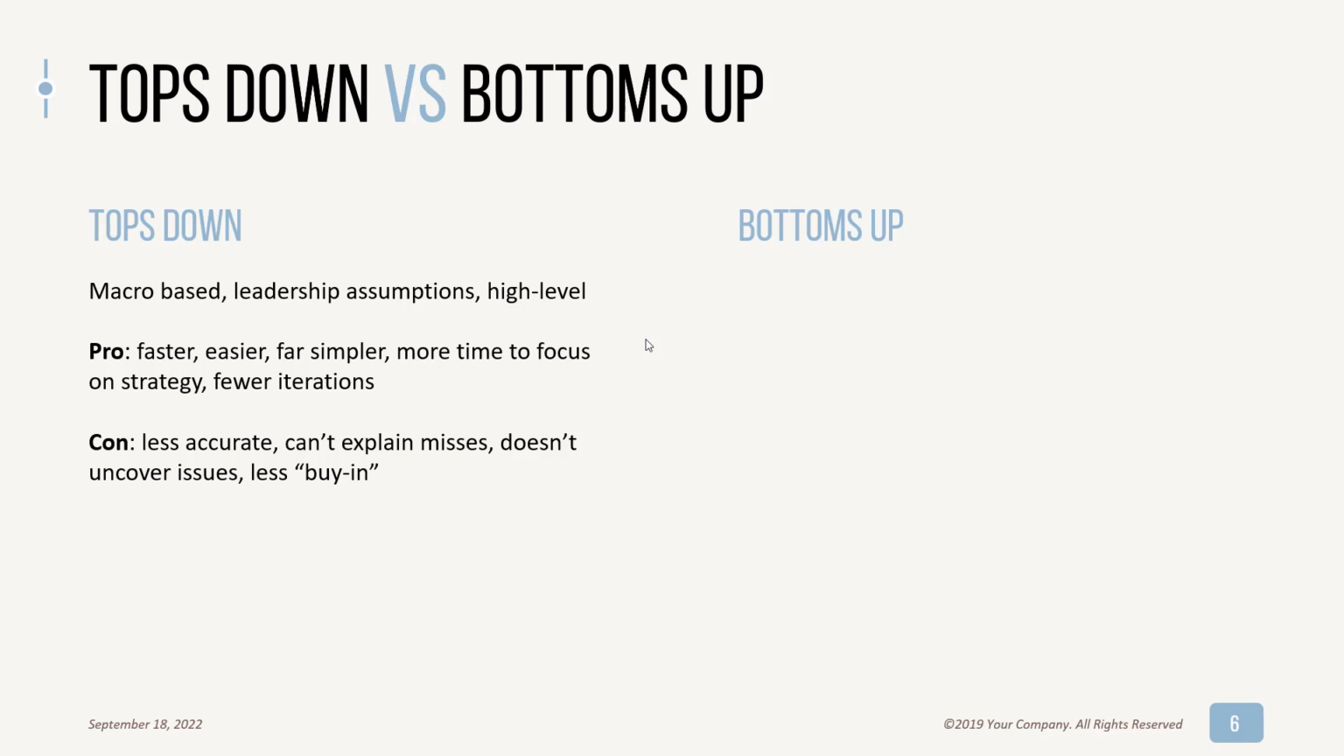And the benefit to this is that they're faster, easier, simpler. It gives you more time to focus on strategy. You eliminate a lot of the back and forth. But on the flip side, they're generally less accurate. It becomes very difficult to explain why you missed your operating plan if you just have these high-level assumptions and no bottom up. And you're missing out on uncovering issues, finding opportunities, all the things you're able to do as you go through the bottom-up process. And lastly, and certainly not the last con, people don't feel bought into the budget or the operating plan if they aren't a part of it, if they aren't understanding all the details that go into it and why the target is set the way that it's set.